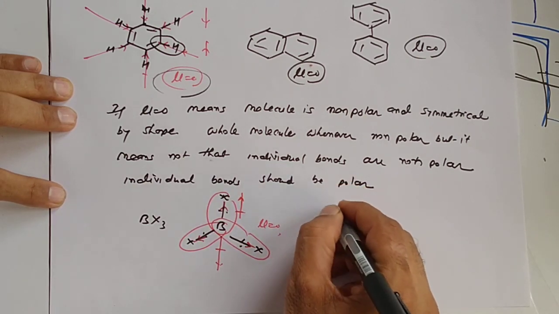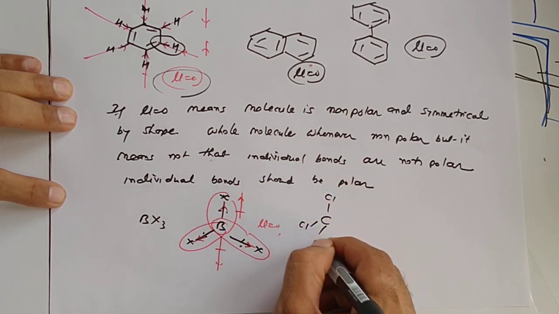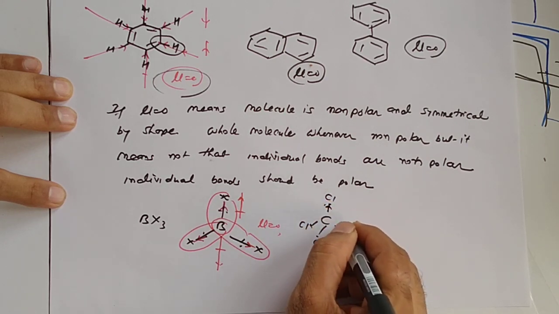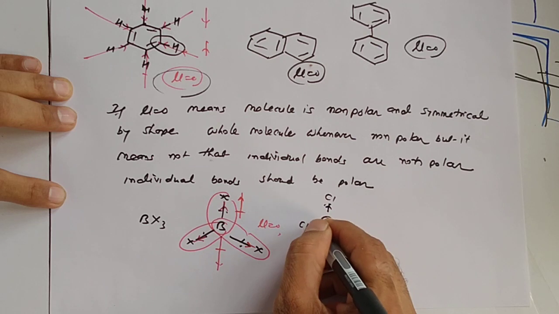In CCl4 also, carbon combines with 4 chlorines, but electronegativity of chlorine is higher than carbon.